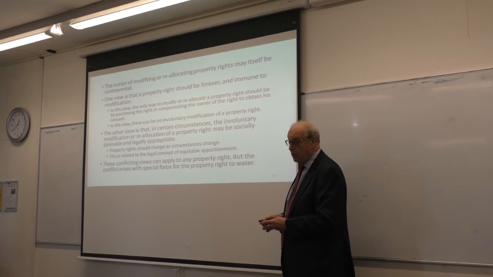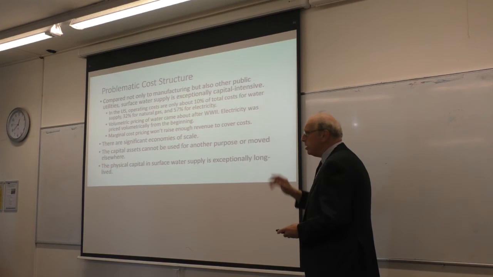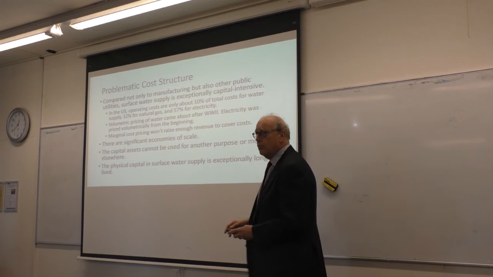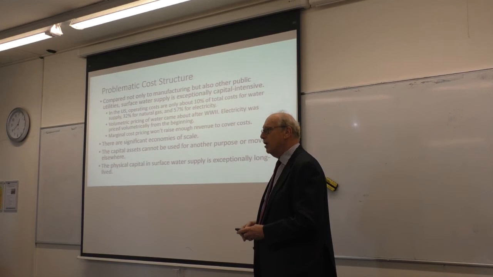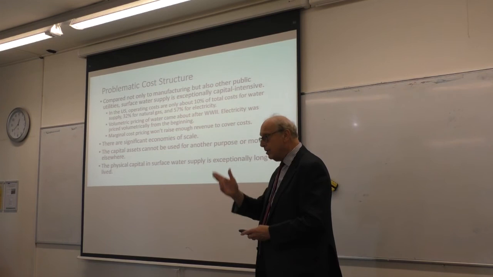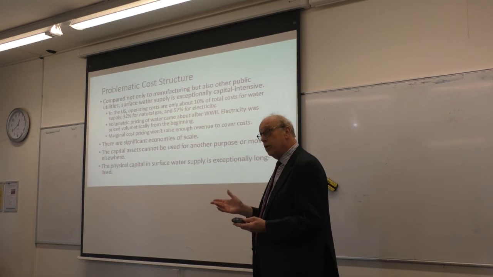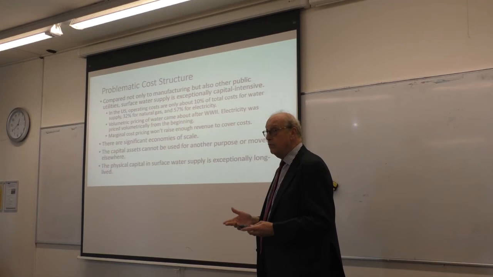Very quickly, the cost structure of water is very problematic and distinctive. Most of the costs of water are fixed costs. The variable cost, the operating cost, might be 10 or 15%. Marginal cost pricing, the marginal cost of supplying an extra gallon of water, is minute. That's why water wasn't priced volumetrically in most places till around 1914, after World War II.